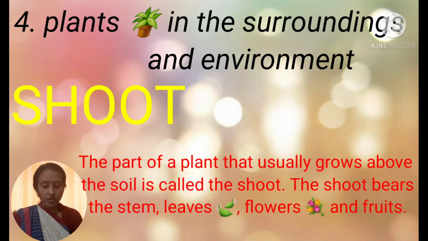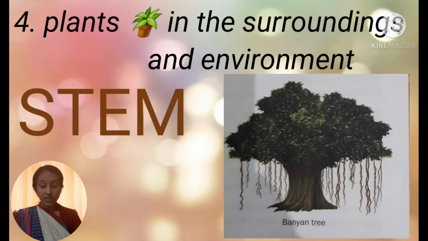Okay. The second one is shoot. The part of a plant that usually grows above the soil is called the shoot, as we discussed in our previous videos. What about our shoots? They grow above the ground. The shoot bears the stem, leaves, flowers and fruits. All these parts of the plants are included in the shoot. Let's describe it one by one.